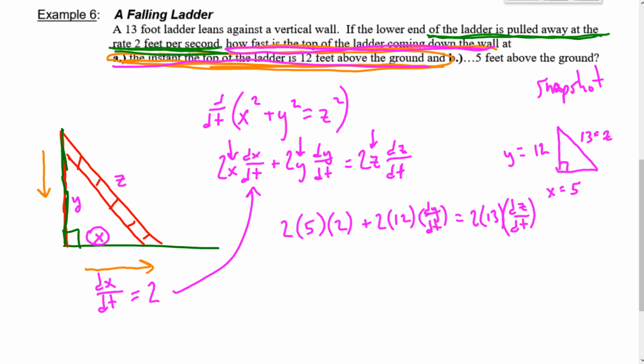So let's think about this part here, dz/dt, and what does that actually mean? dz/dt is the rate of change in the length of the ladder. The length of the ladder is 13, so it never changes. So this has to be equal to 0.